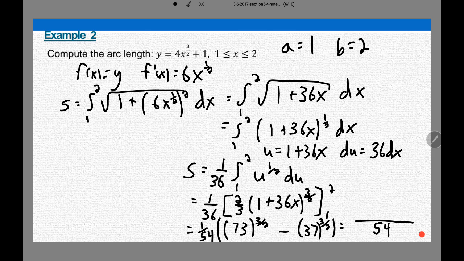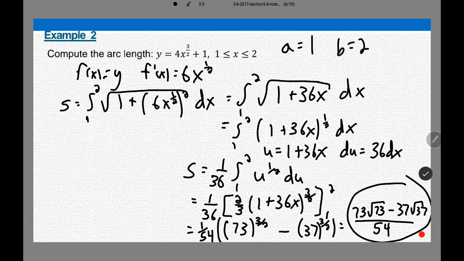73 to the 3/2 is the same thing as 73 times the square root of 73. And that's minus 37 times the square root of 37. Alright.